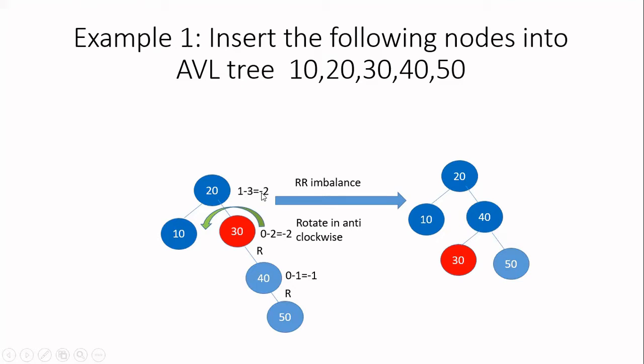Now there is a confusion that comes. We have two nodes which are having imbalance. One is 20 with value -2. Another is 30 with balance factor -2.